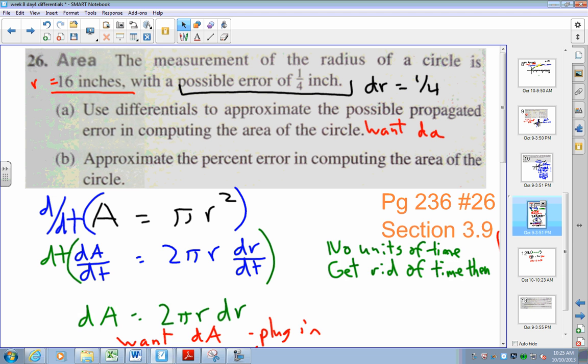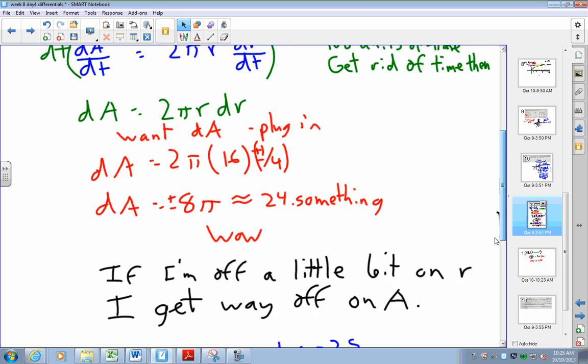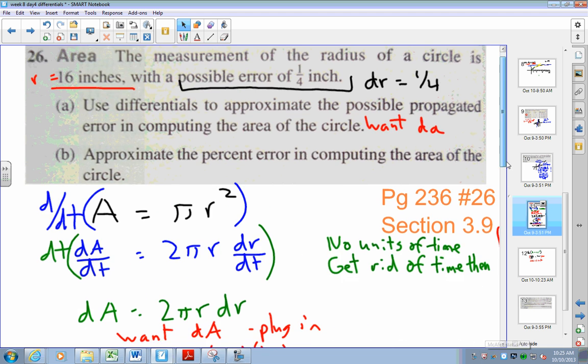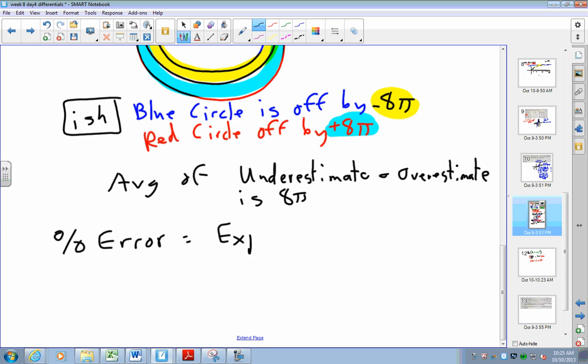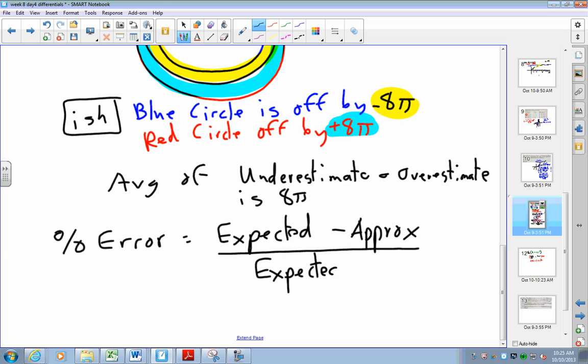Expected minus approximate all over expected. So for my percent error, and we've already done this, it was expected minus approximate all over expected. Did I ever plug in to get the real circle? Have I ever gotten the real circle for you yet? No. And I can avoid that by getting the real circle.